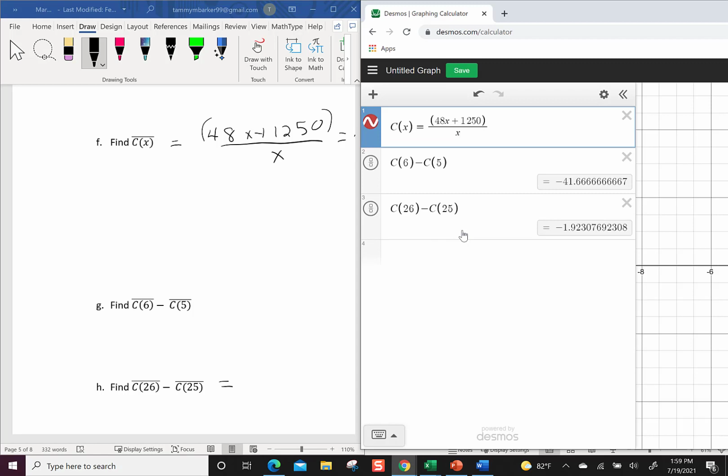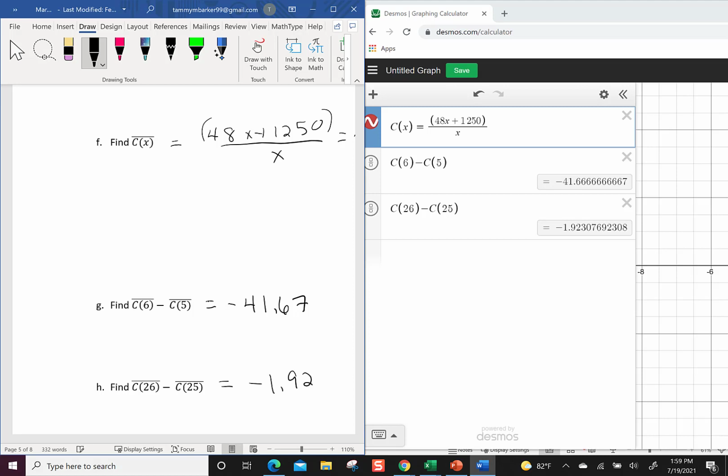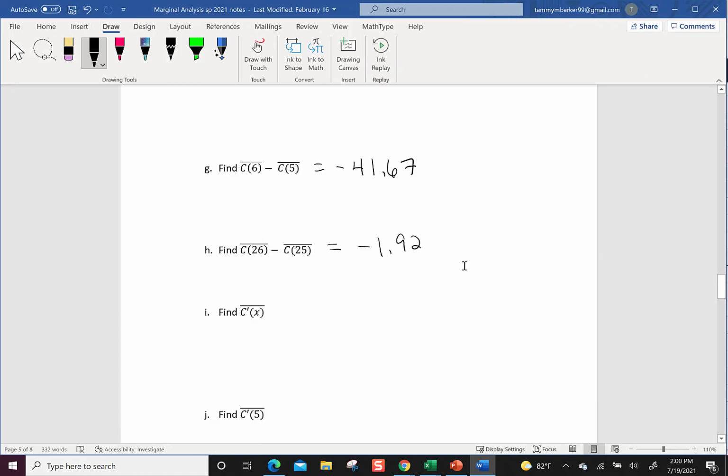So the average cost at 6 minus the average cost at 5 decreased by negative 41.67. And the average cost from 26 compared to 25, it shows a decrease by negative 1.92. Cost going down is great because when cost goes down, profit can go up. Let's compare this to the marginals using the derivatives.